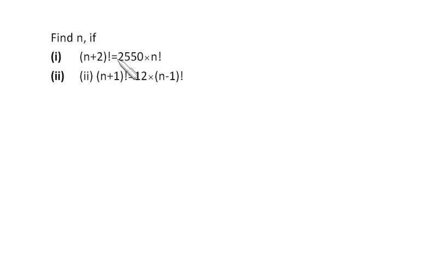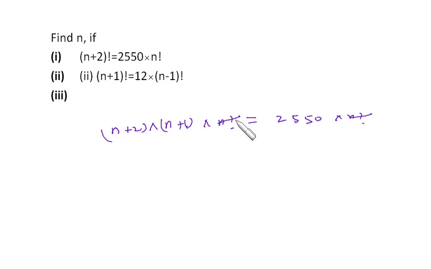Here, we have to calculate the value of n in both the cases. Let's take this first one. It's n plus 2 factorial is 2550 into n factorial. Now what is n plus 2 factorial? It's n plus 2 into n plus 1 into n factorial is equal to 2550 into n factorial. So it's cancelled, right? Now we have to solve this quadratic equation, that is n plus 1 into n plus 2 is 2550. Now friends, how do we solve this quadratic equation?